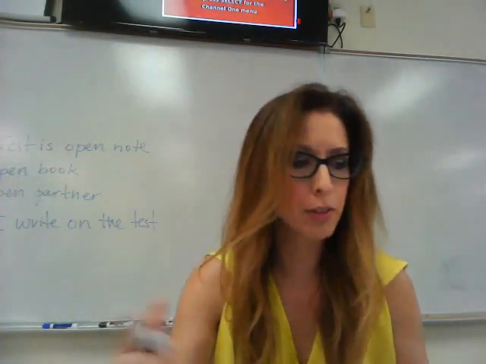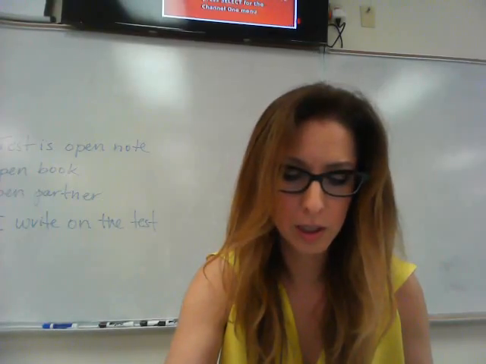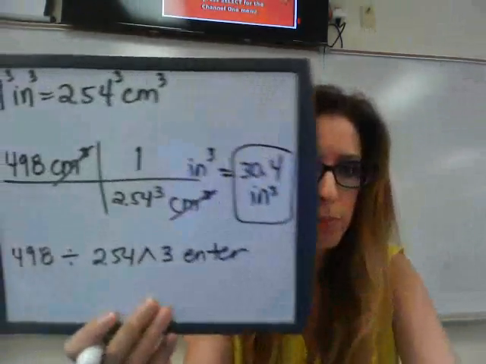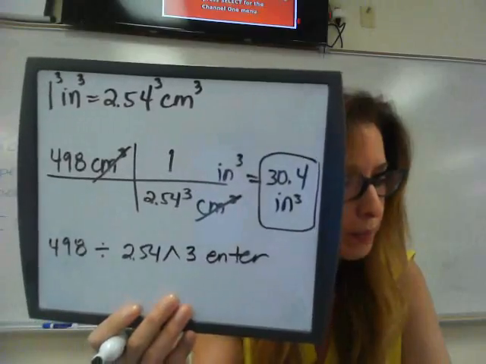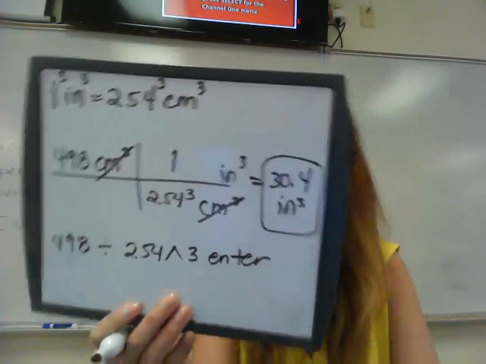And you want to have 3 sig figs in your answer. It's going to end up being 30.4 inches cubed. And then there we go. We're done. Okay? Let's take a look at another one. Let's take a look at student exercise number 18.